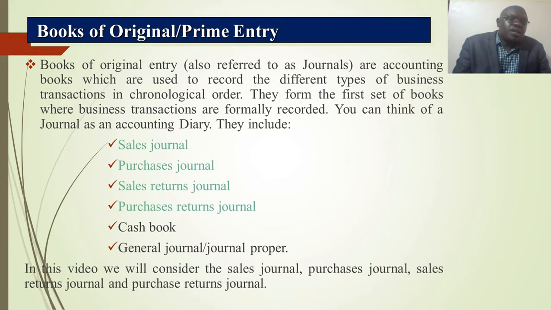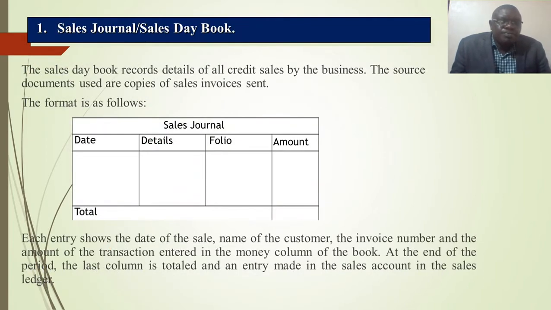Let us start by looking at the sales journal. The sales journal, which sometimes is referred to as the sales daybook, records details of all credit sales made by the business within a particular period of time. The source document which provides information to the sales journal is the sales invoice. When we want information within a particular period of time of all credit sales, we will simply look for copies of sales invoices which have been sent to clients within that period of time.